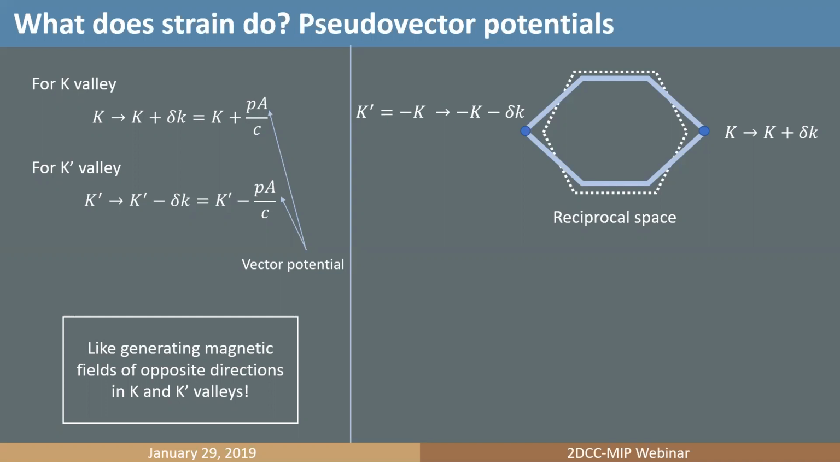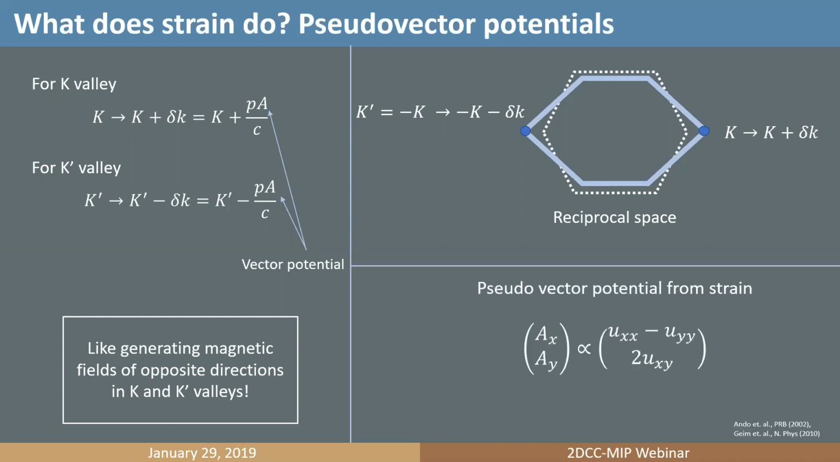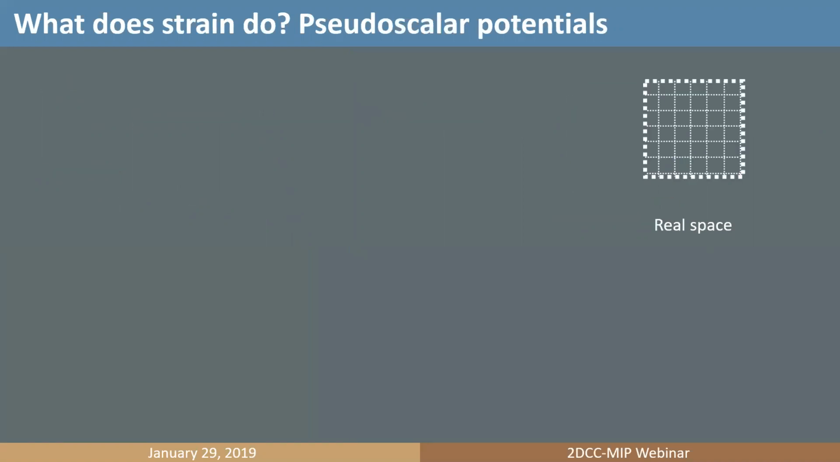So K electrons see a magnetic field of plus 10 Tesla, K prime electrons would see a magnetic field of minus 10 Tesla. And some very smart people before us, about a decade back, or maybe even earlier, figured out that the vector potential is proportional to the strain. Not only can we generate a pseudo-vector potential, we can also generate a pseudo-scalar potential.